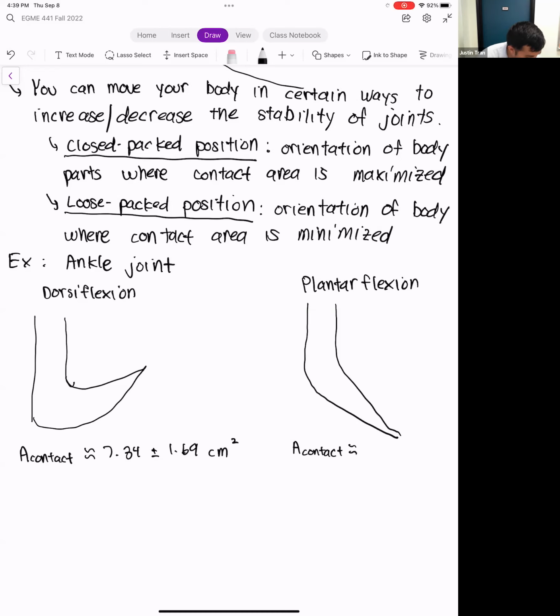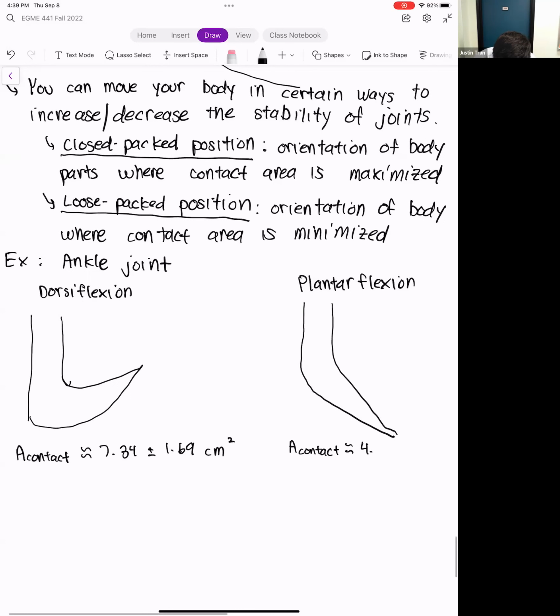Okay, so when you're in plantar flexion, what scientists have found is that the contact area is around 4.39 plus or minus 1.31 centimeters squared. Okay, so it's a big difference. And so, between dorsiflexion and plantar flexion, you have much less contact area in plantar flexion.